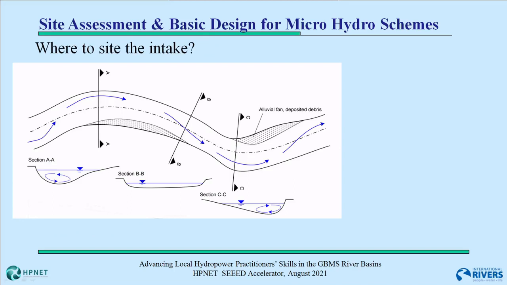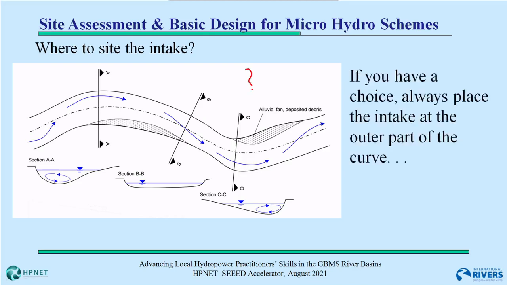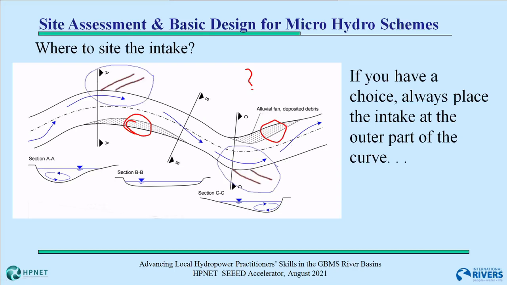Siting the intake is a very crucial factor. In the drawing shown, where will you site it? If you build the intake at the inner curve between AA and BB, you can see all the debris getting collected over there will enter into the intake. Same situation at the CC point. So, it is better to place the intake at the outer part of the curving section in a stream.